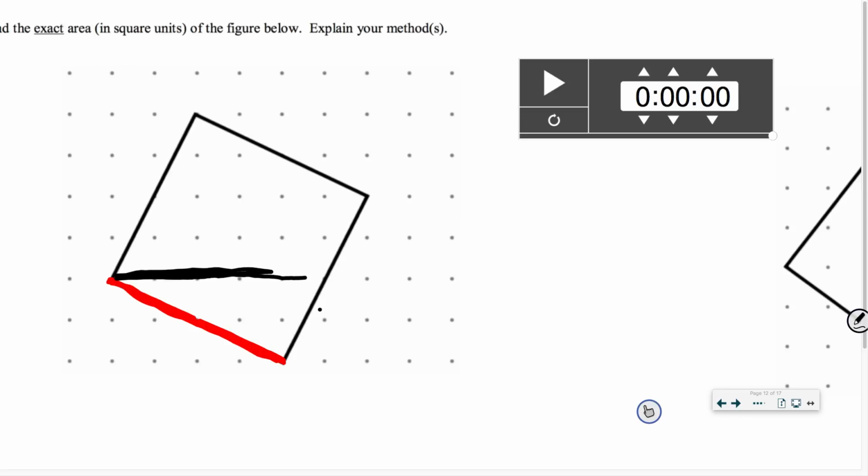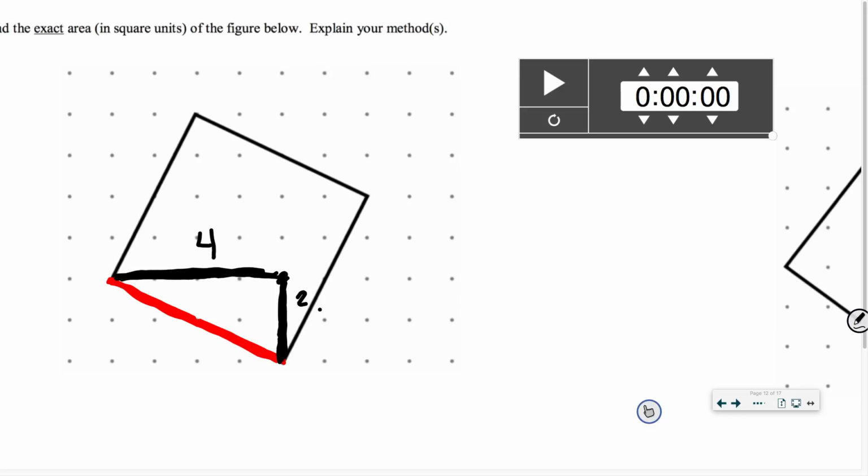Wait, oh, I know what to do. What? So you go from that point that the black line started, go 4 dots in, and then go straight down. And then you go to the side. Did I create a right triangle? Yes. Do I know two of the sides? Yes. What is this side? 4. What is this side? 2. Find the other side.